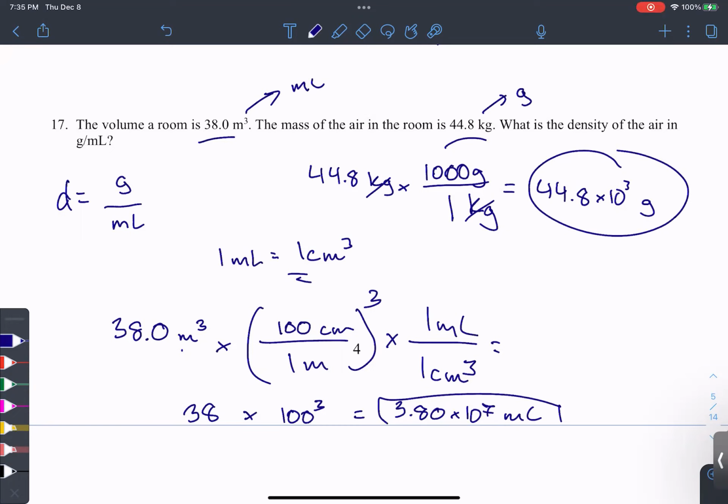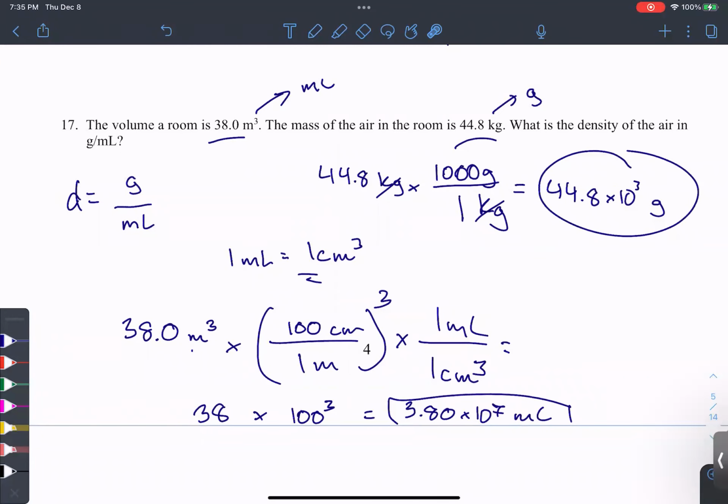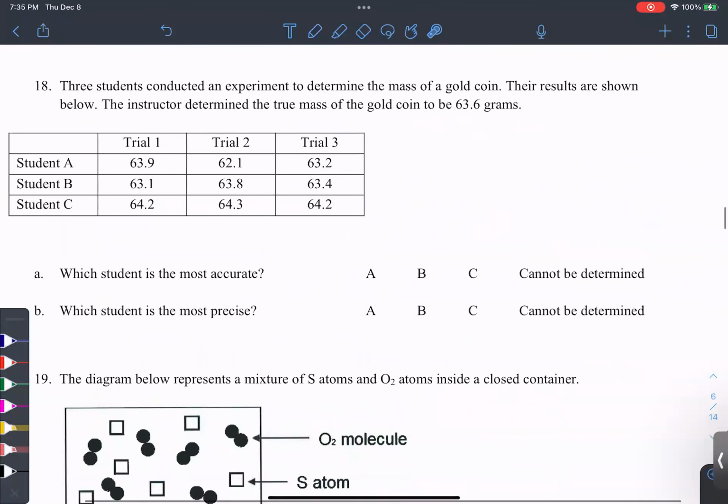How many sig figs should my answer have? 3. Because everything's multiplication and division. Both of them start with 3. Okay. All right, let's keep going.